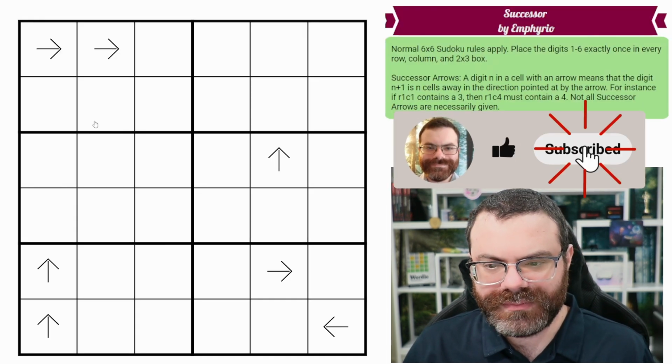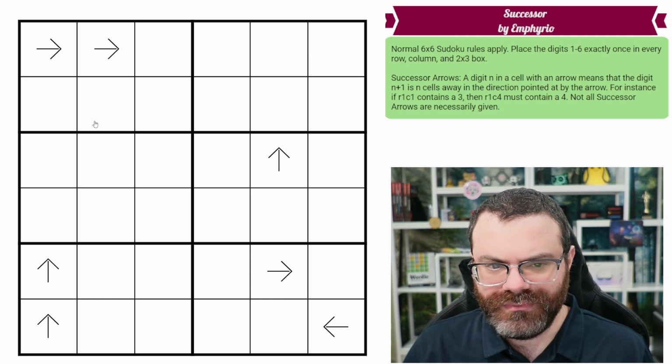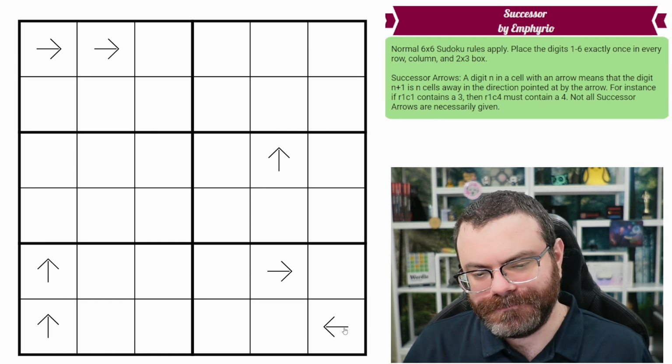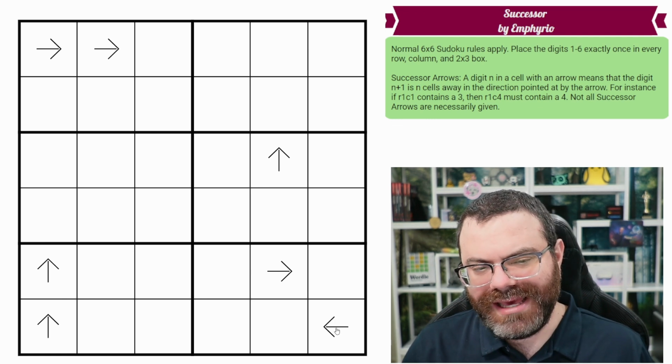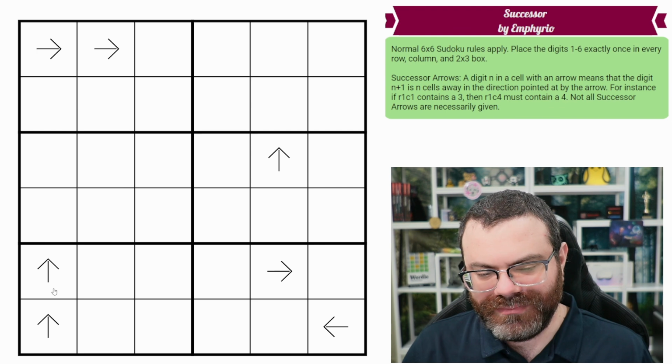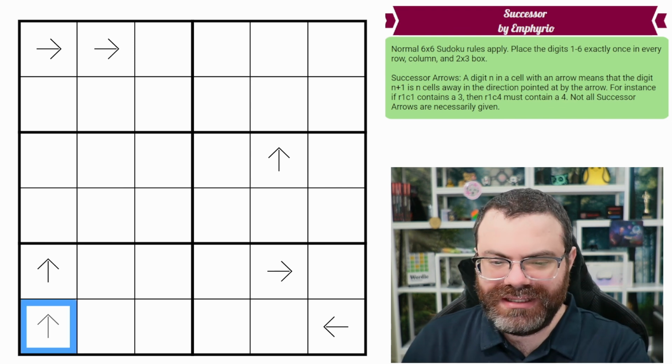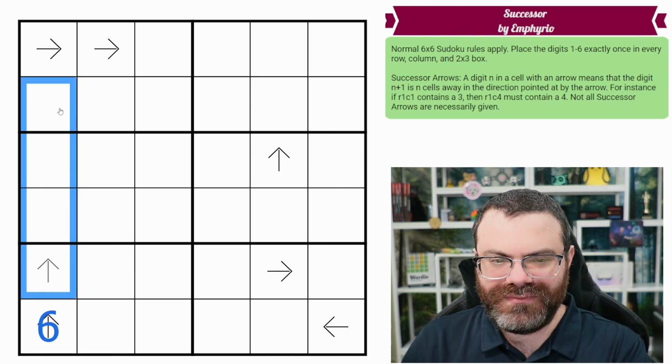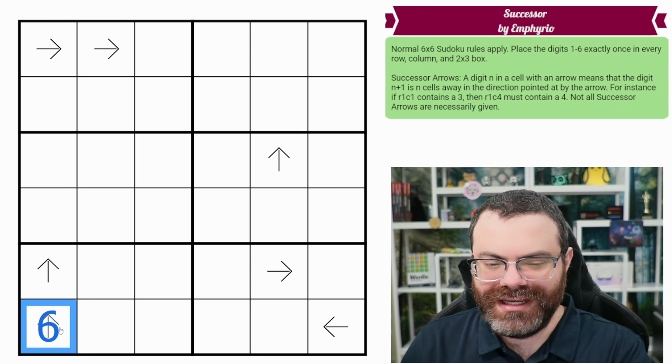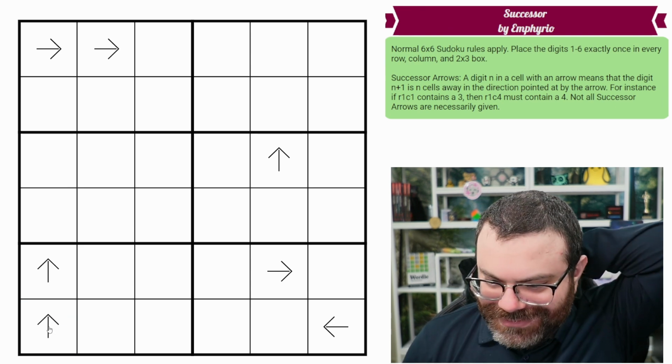So, how do we get started? You can't put 6 on any arrow. Maybe that's a place to start, because even here, a 6 here, we count 1, 2, 3, 4, 5, and we put a 7 off the grid. So there's 2 reasons that we can't do it, because there is no n plus 1.